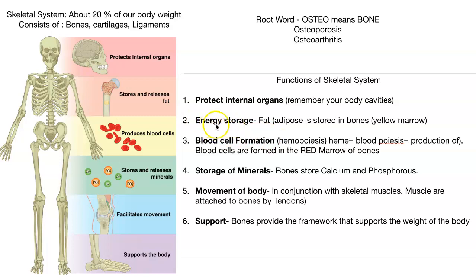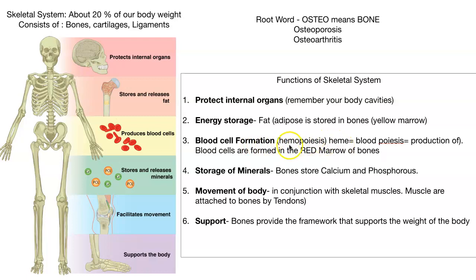This one you probably never think of, energy storage. In adult bones, we're going to store adipose in our bones, and we'll show you that shortly. That's called yellow marrow. So energy storage for fat. Blood cell formation. You have probably all heard of red bone marrow. So it is in the red bone marrow that all our blood cells are formed.